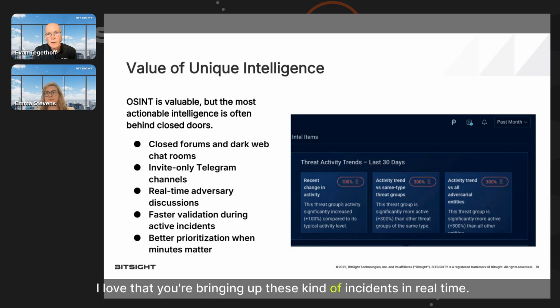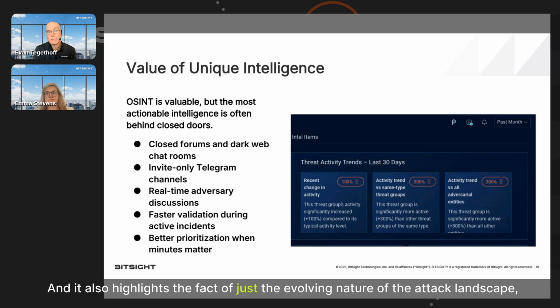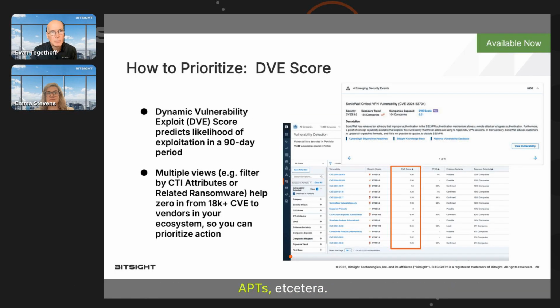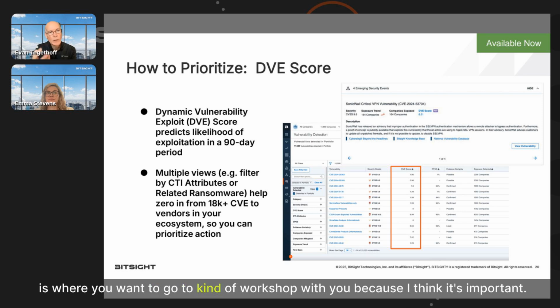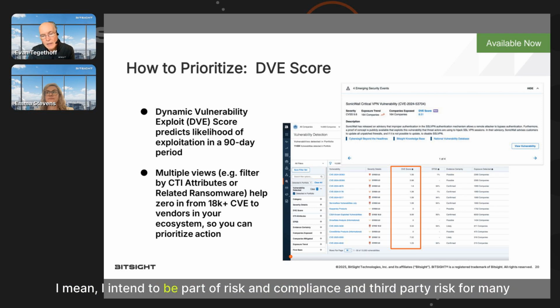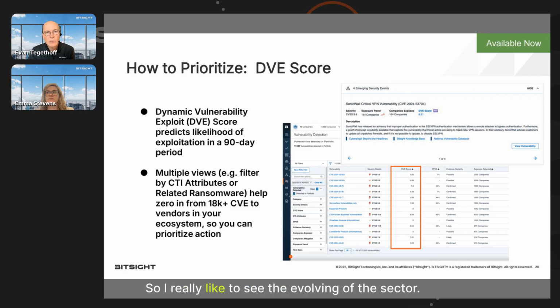Yeah, I love that you're bringing up these kind of incidents in real time. It's very interesting for me, and it also highlights the evolving nature of the attack landscape, APTs, et cetera. I mean, it's always moving. So again, it's not an easy thing we're asking for here. We'd love to partner with you, if you think this type of maturity is where you want to go, to kind of workshop with you. Because I think it's important. I intend to be part of risk and compliance and third-party risk for many years. So I really like to see the evolving of the sector.